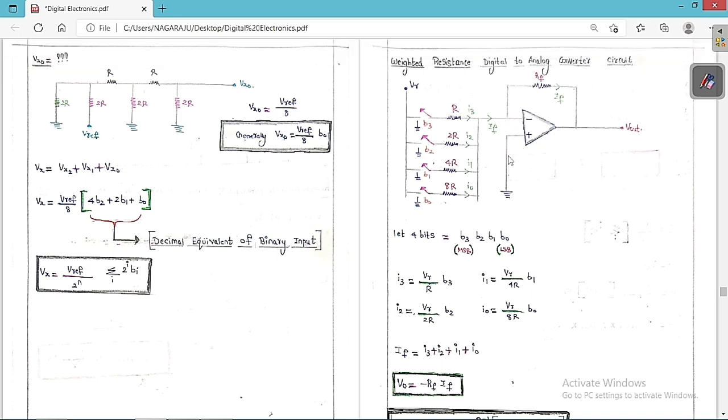See, I have already told you DAC is of two types. The types of DACs are the weighted resistor DAC and the R2R ladder type DAC. Just now we have seen the R2R ladder type DAC. But now we are going to see the weighted resistor digital to analog converter circuit. So this is called the weighted resistor DAC, or simply the weighted resistor digital to analog converter circuit, and we are going to study it in a very detailed manner.